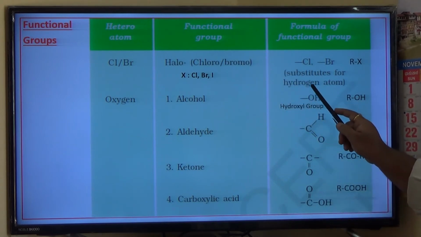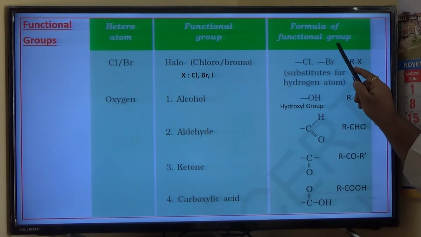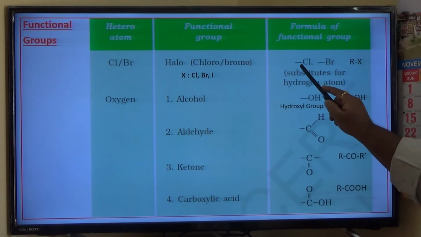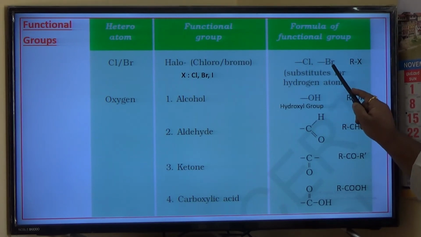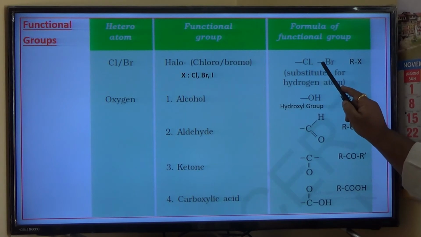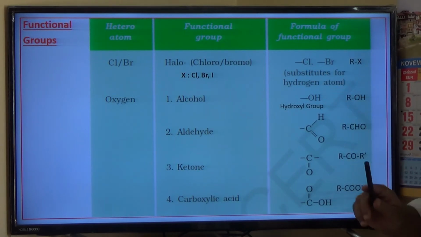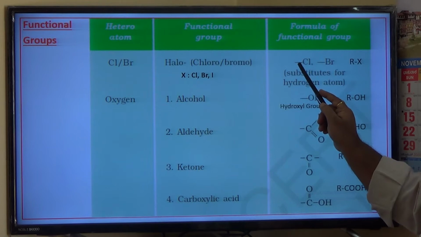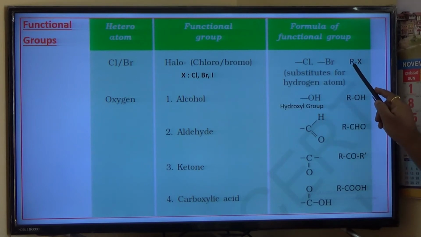How do you represent it? The formula for the functional group is represented by bond chlorine, bond bromine. This bond over here is nothing but the alkyl group. This bond will be attached to an alkyl group. This is R here, alkyl group.